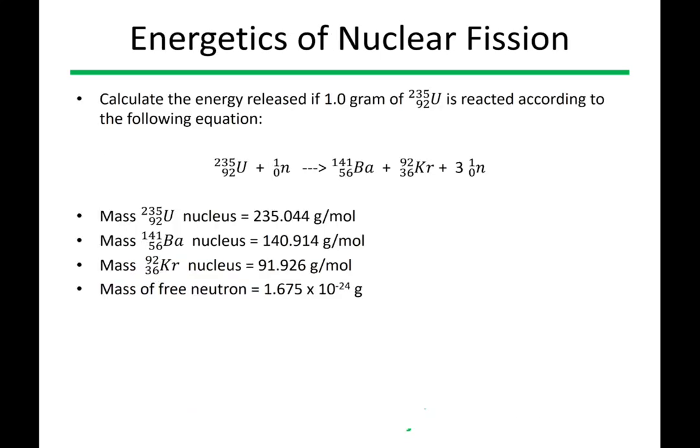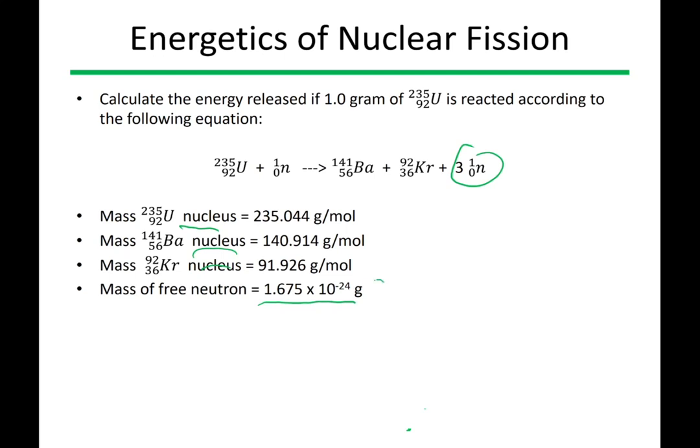Okay, so let's look at an energy calculation for one of these types of nuclear fission. We'll look at this reaction again, and let's calculate the energy released if 1 gram of this uranium-235 is reacted according to that equation that we've looked at. In order to do this, like the previous problems, we need to know the mass of all the species involved, and here we're just talking about the nuclei. So we have uranium, the barium, and the krypton nucleus, and then we also need the mass of these neutrons here. So here's the mass of a free neutron.